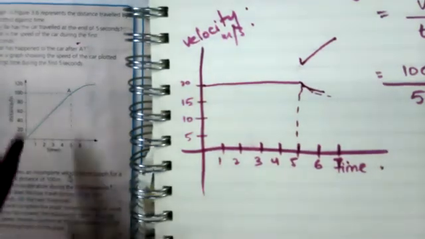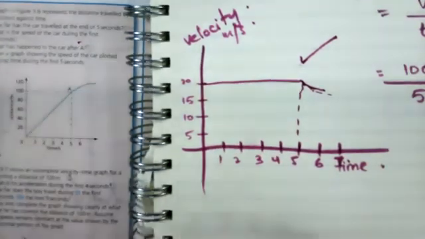Okay, then question number 3, figure 3.7. So I'm going really quick. Do you guys have confusion in these questions, or can you do them?